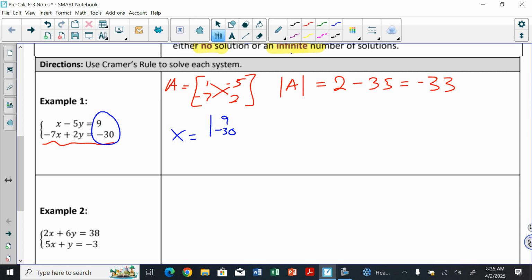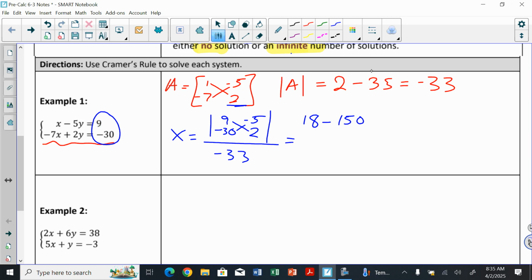And then the other column is going to stay the exact same as it did in A, negative 5 and 2. And then I have to find over the determinant of A, which we already did, is negative 33. Okay? So now I'm looking at the determinant of the numerator here on top, which is going to be 2 times 9, which is 18. And then minus, I've got a negative 30 times a negative 5, which is a positive 150. And all that's going to be over 33.